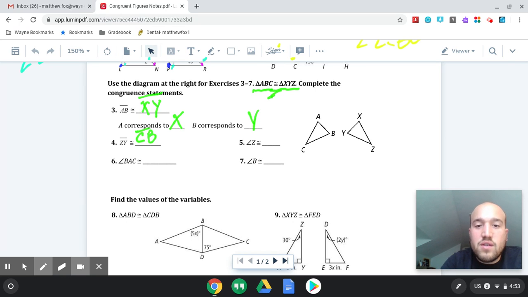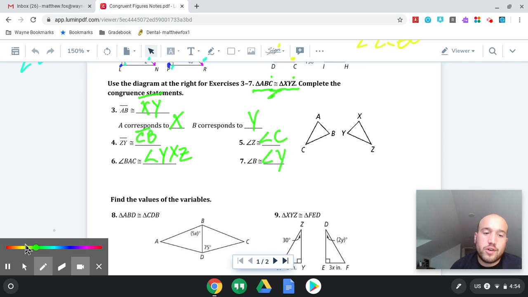Number 5, angle Z. They just gave us an angle, so we're going to give an angle, which is going to be congruent to angle C. Z was the third term here, and C is the third term. Now, angle BAC, they give us 3 letters, so we want to do likewise. BAC will go congruent to YXZ. And then the final one, angle B, once again, they only gave us one term, so we can just say angle Y.